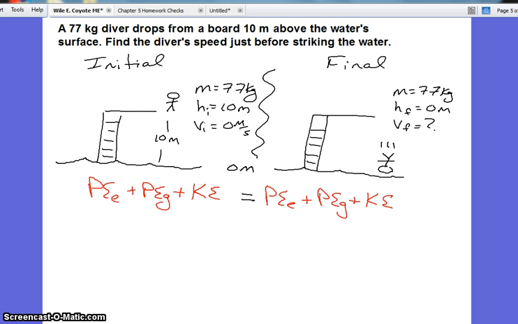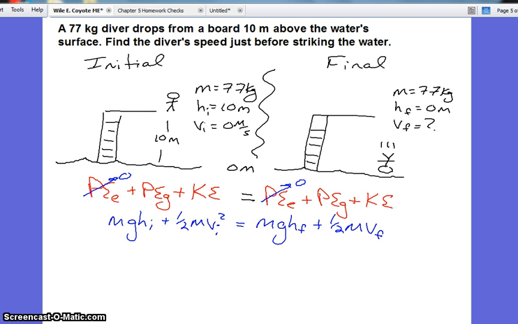So we go back here, and we have that nothing is being stretched or compressed. I'm going to put zeros in for both of those. And we're left with mghi plus 1/2 mvi squared is equal to mghf plus 1/2 mvf squared. So again, if you have a spring constant, if you have something being stretched or compressed, you would include on both sides 1/2 kx squared. But because we don't have either of that in this situation, I'll just leave those out.